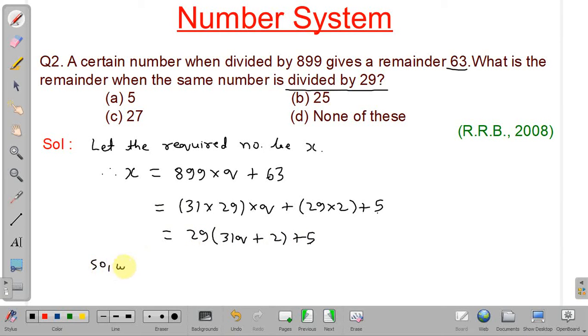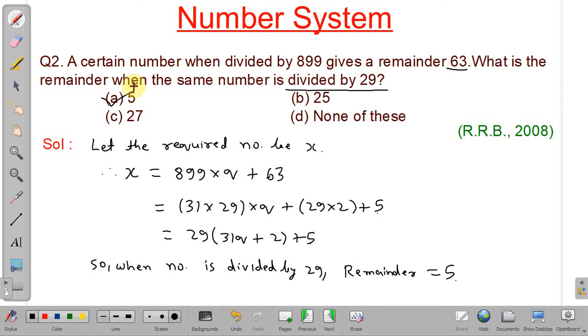So when the number is divided by 29, the remainder will be 5. Okay, so our answer will be A.